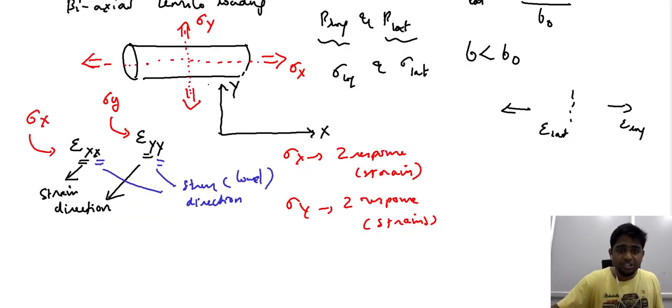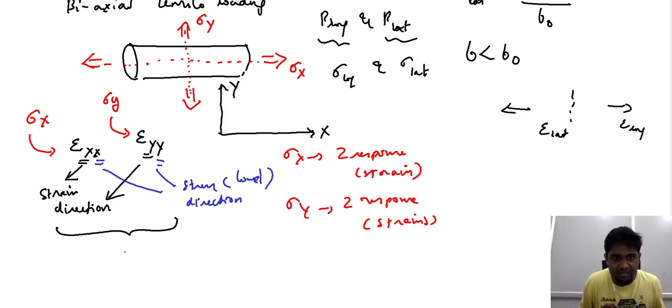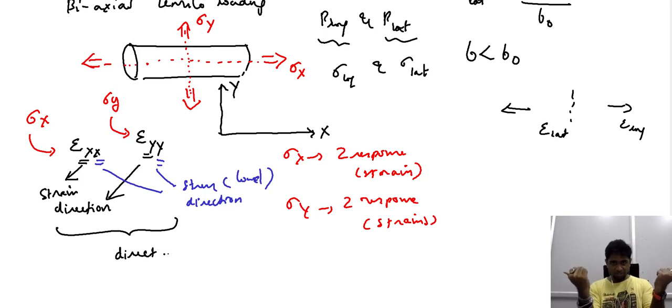Now, we can refer to these two responses as direct responses, because they occur along the loading direction. You impose sigma x along the longitudinal direction, consequently there is a change in the length along the same direction, and that is represented by epsilon xx. In the same way, you are imposing a load along the y-axis. In response to this load along the y direction, there is a corresponding strain, and that you have represented by epsilon yy.